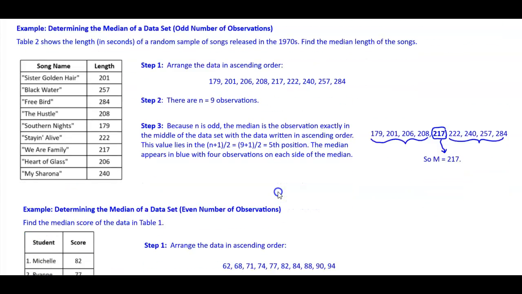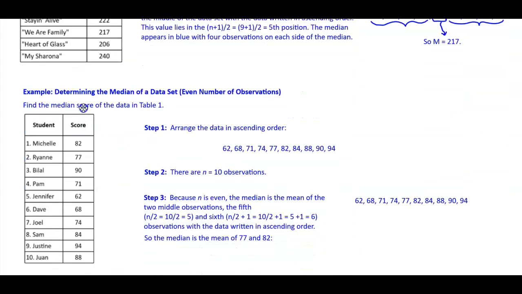Now, let's take a look at another example. We're going to determine the median of a data set with an even number of observations. We want to find the median score of the data in table 1. This was the student and this was the score. Just like we did in the previous example, step 1, we arrange the data in ascending order. The lowest number is 62, all the way up to the highest number of 94. When we count the number of observations, we can see in step 2 that n is equal to 10 observations.